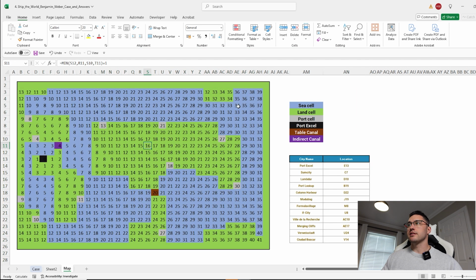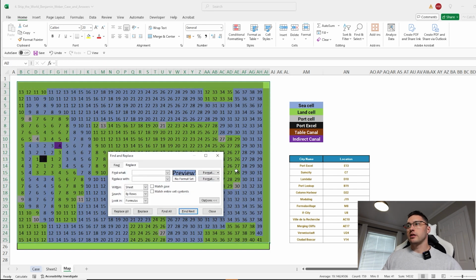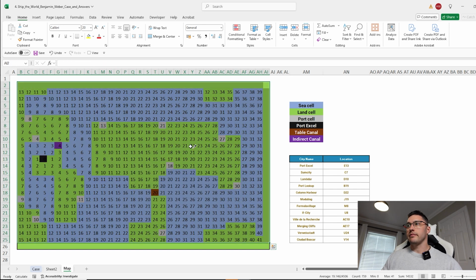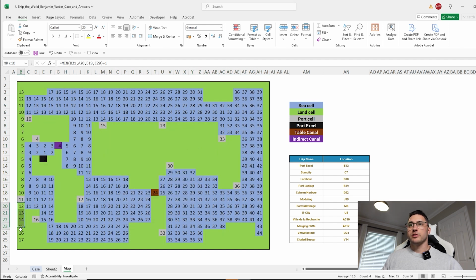The only problem is we have land cells, so we want to remove those. So Control-H, let's get rid of any land cells like so. We still have a couple here because they have a border on them, so I didn't pick them up in the format. And I think we are done.